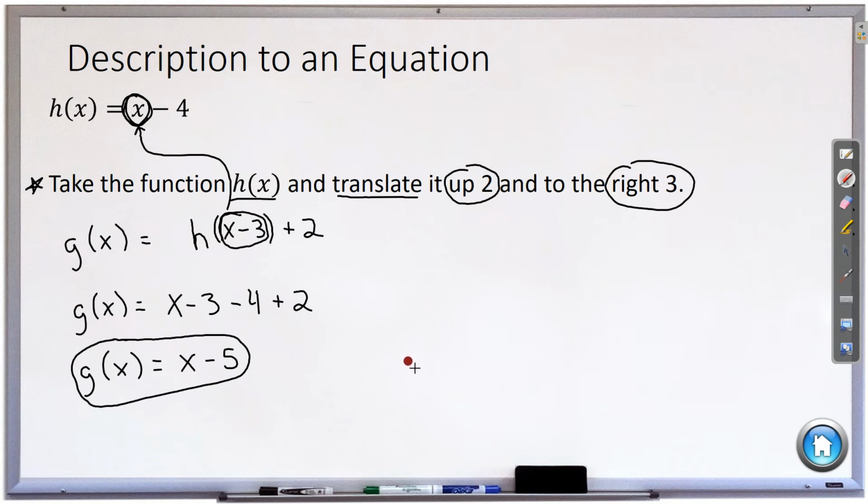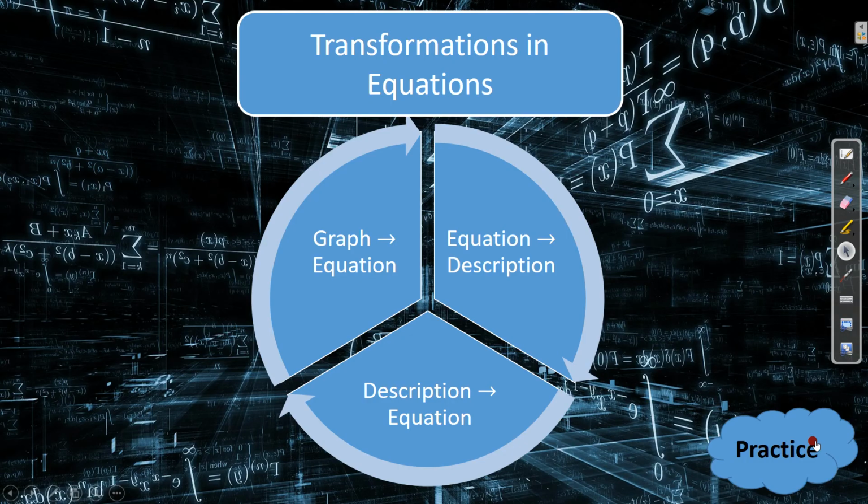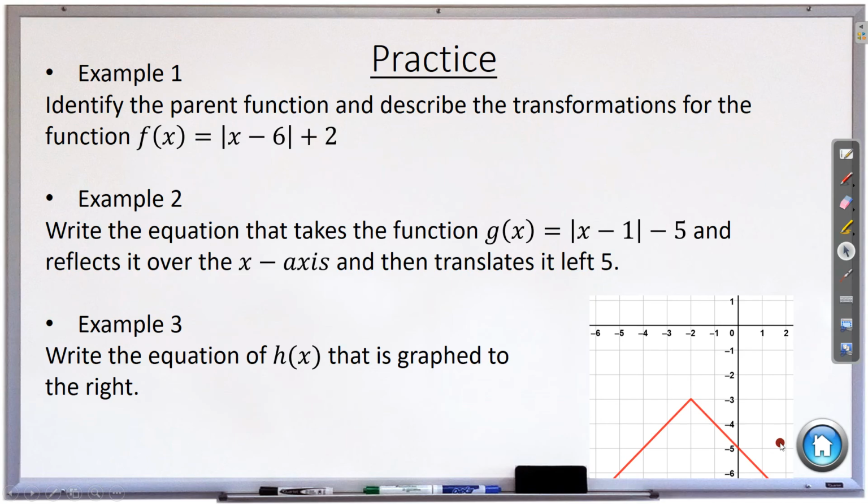Now you might have been able to do that in your head, but I think this step right here is really important for more complicated problems, which you'll be doing later on. So we now took this function h and did those transformations to it. We went from a description to an equation. All right, so I'd recommend practicing that a little bit. So here are a few practice problems for you that do all of those three things. Taking a graph, a description, and an equation, and going between all three.